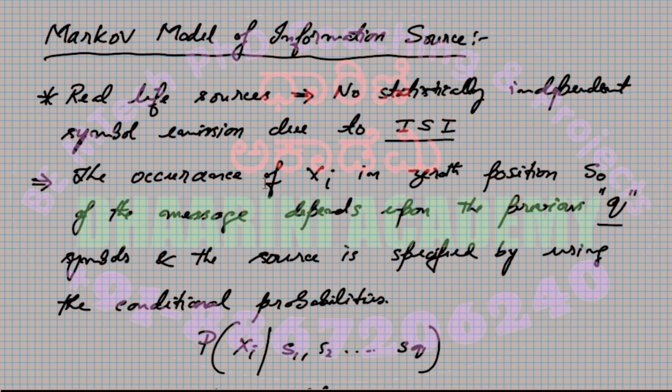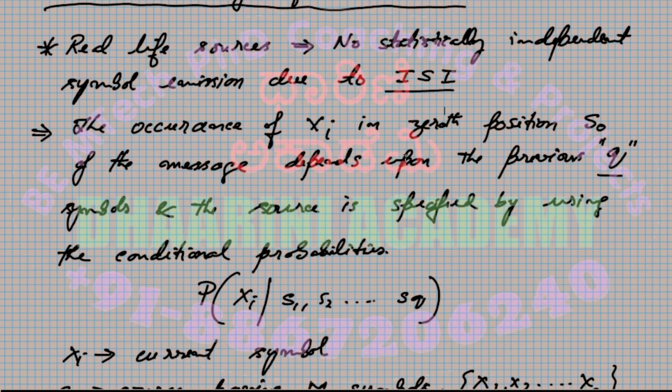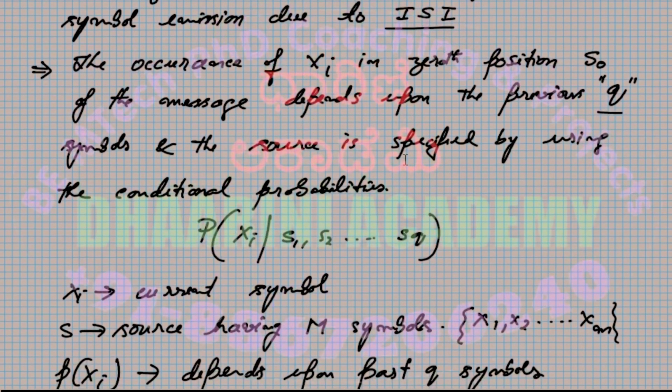So when we say we have a memory, one peculiar feature associated with that memory is that the next symbol that is getting generated will be dependent on, or will be affected by, the previous symbol. The best example is intersymbol interference. Any symbol you receive has the effect of all the past symbols.